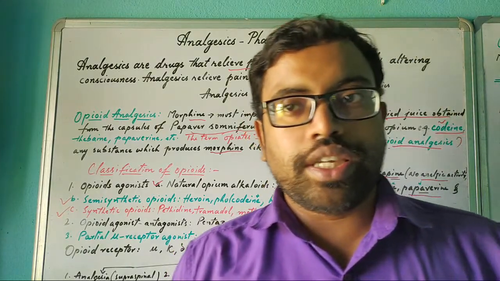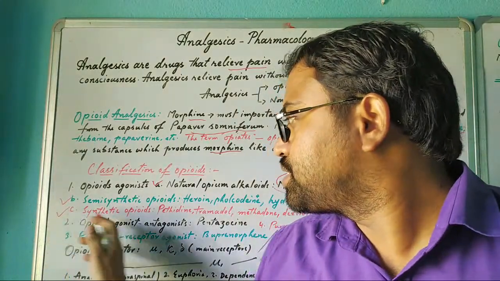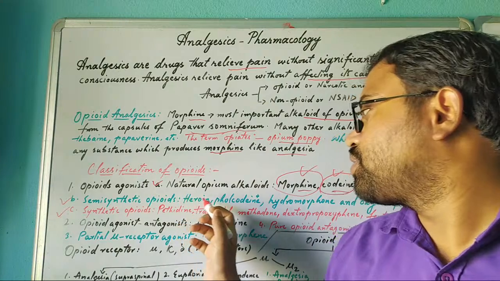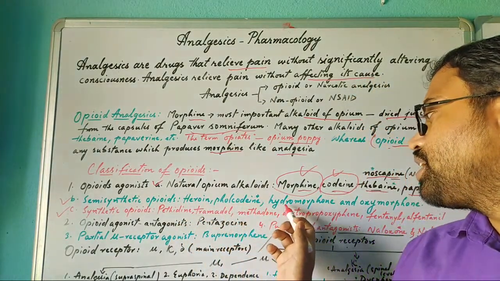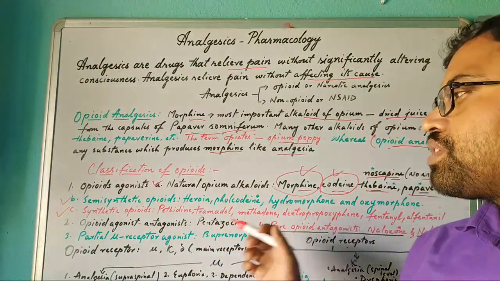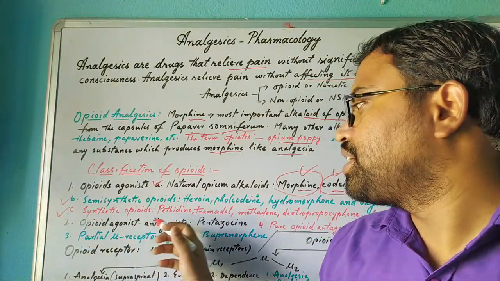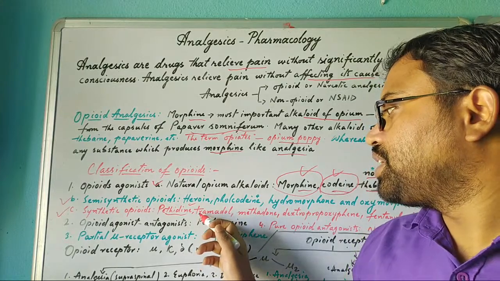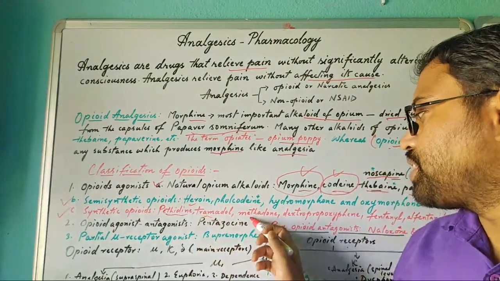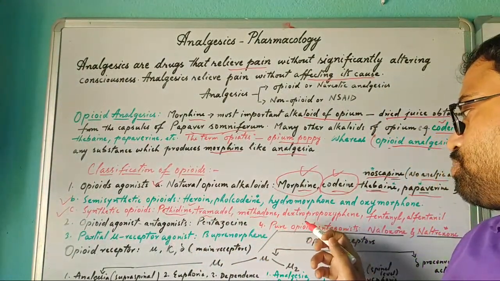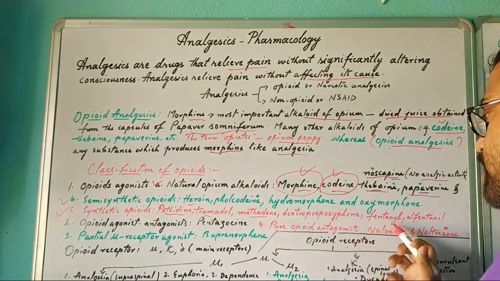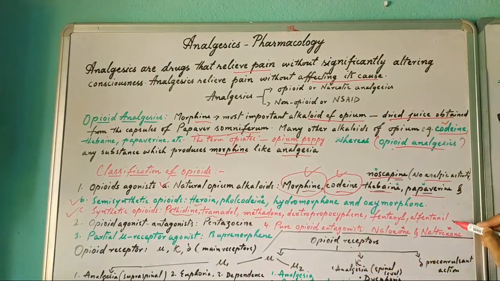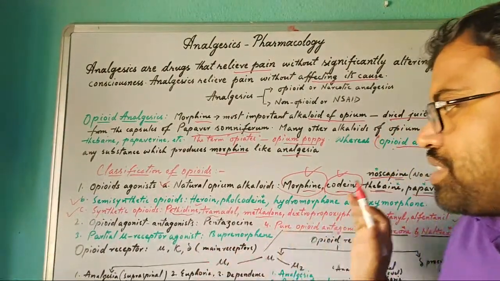The B category is the semi-synthetic opioids: heroin, codeine, hydromorphone and oxymorphone. But the C category is synthetic: pethidine, a very important drug we are using, then tramadol, methadone, dextropropoxyphene, fentanyl and alfentanil. These are the examples. There are others also, but this is enough.